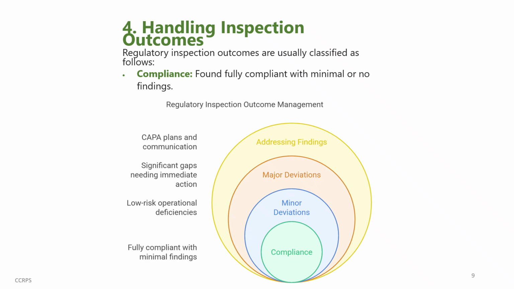Handling inspection outcomes. Regulatory inspection outcomes are usually classified as follows. Compliance: found fully compliant with minimal or no findings. A step-by-step process would be to address the findings, to address major deviations, minor deviations, and then being fully compliant with minimal findings.